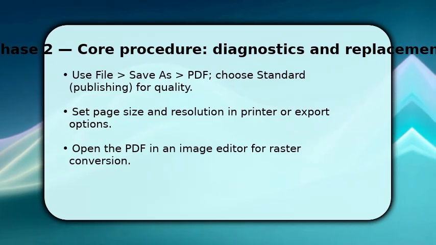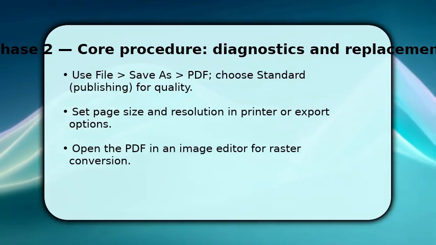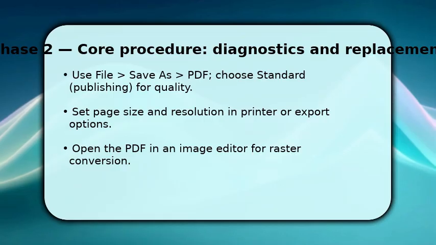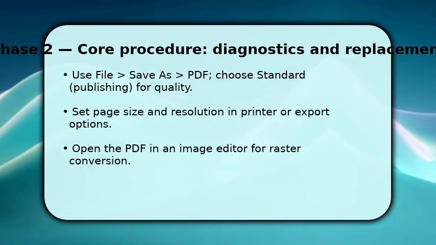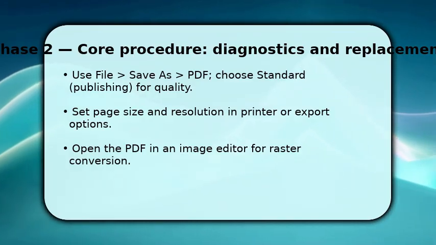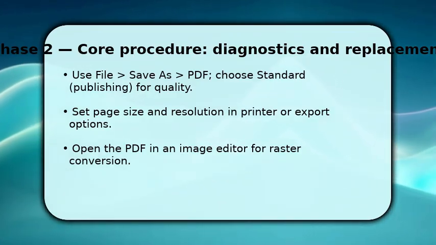Make sure page size and any printer or export DPI settings are set high, 300 DPI, or more if you need sharp text. Once the PDF is created, open it in an image editor or viewer that can rasterize pages. This gives you control over final.